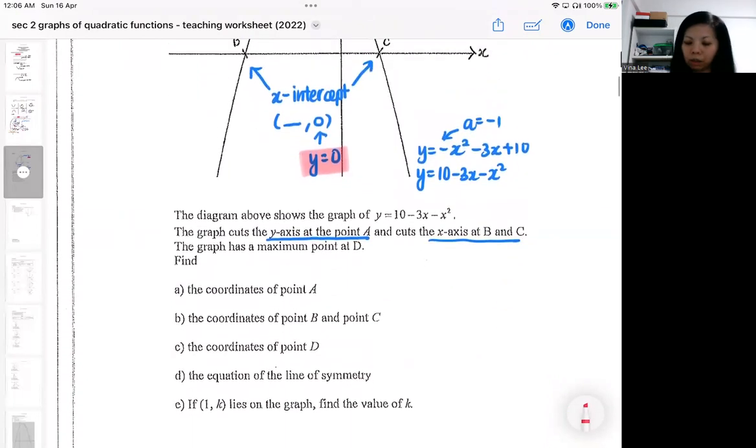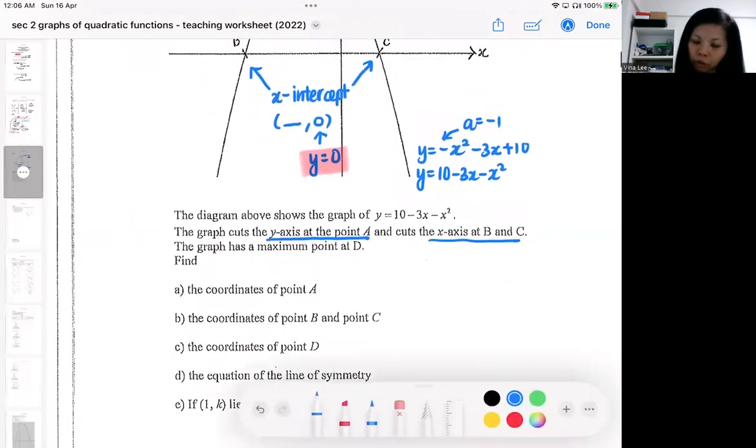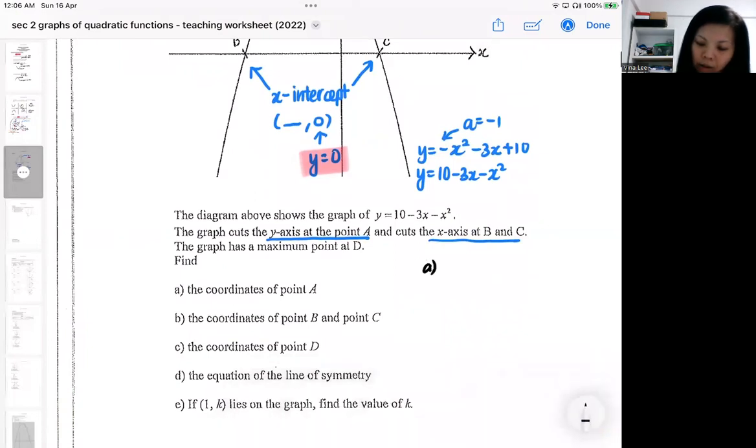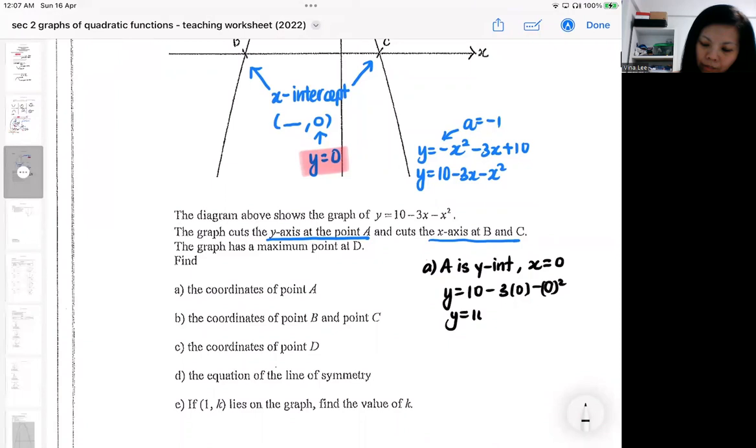So for the coordinates of A, which is what we know as the y-intercept, the feature is x is equal to 0. So it's very simple. You just put in x equal to 0 into your equation. And you get y equal to 10. So you answer the coordinate in a bracket format. So it will be (0, 10).